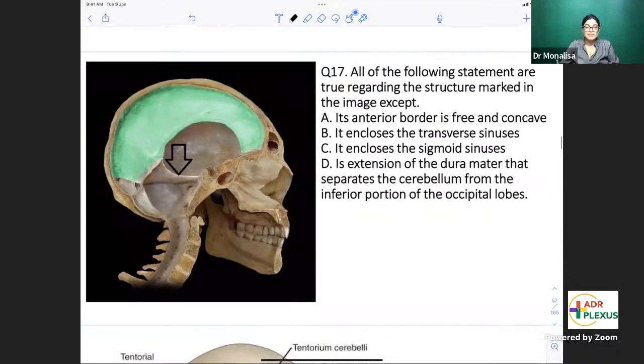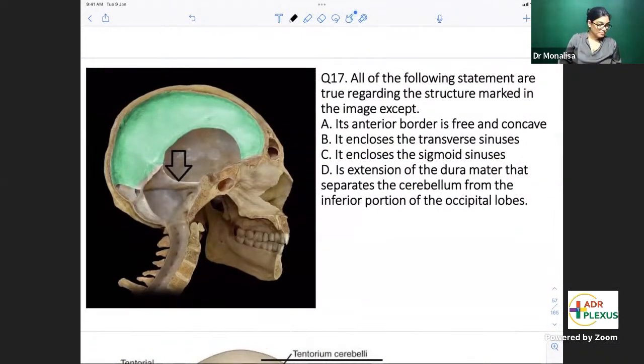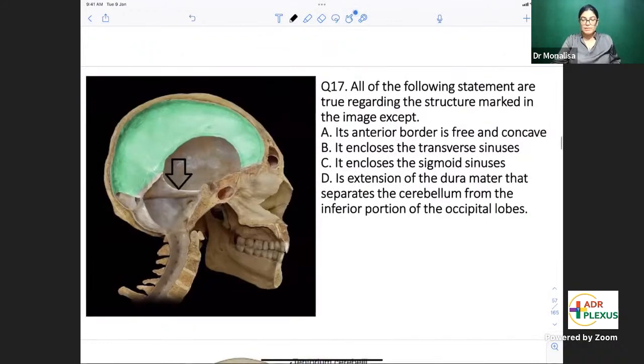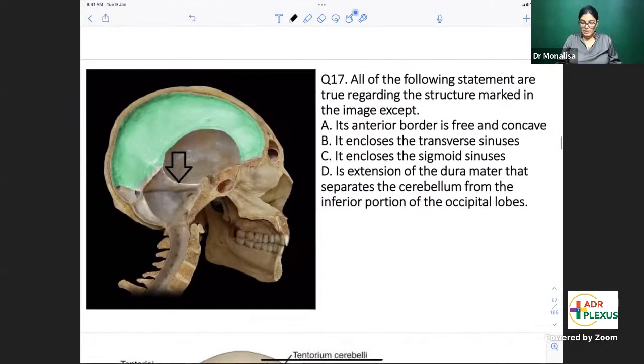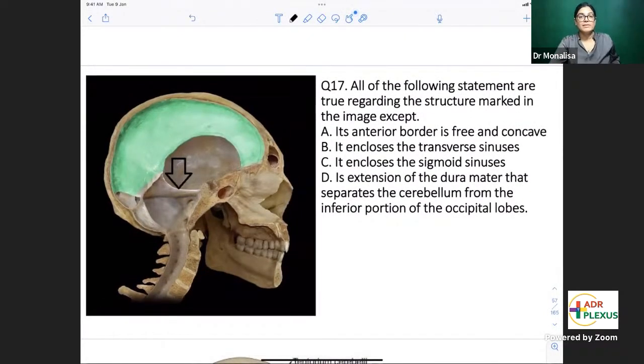Let's move on to the next, that is question number 70. All of the following statements are true regarding the marked structure in the image except. I am getting a few of the answers. Let us see which of the following is the right or the wrong one.